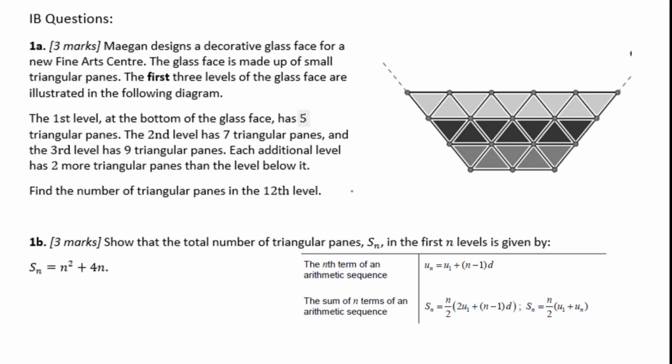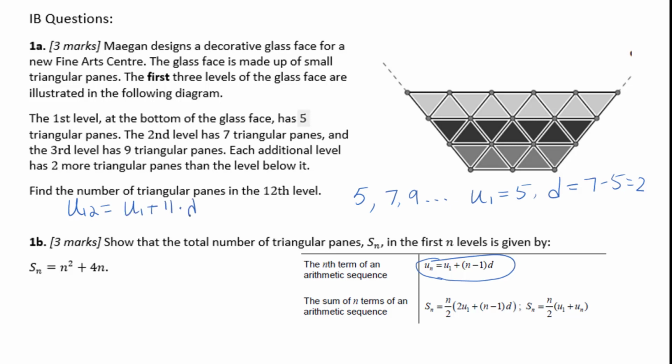We know the sequence is 5, 7, 9, and so on. This is an arithmetic sequence. u sub 1 equals 5. Common difference equals 7 minus 5 equals 2. So u sub 12 equals u sub 1 plus 11 times d, which is 5 plus 11 times 2. That is 27. Let's go to 1b.